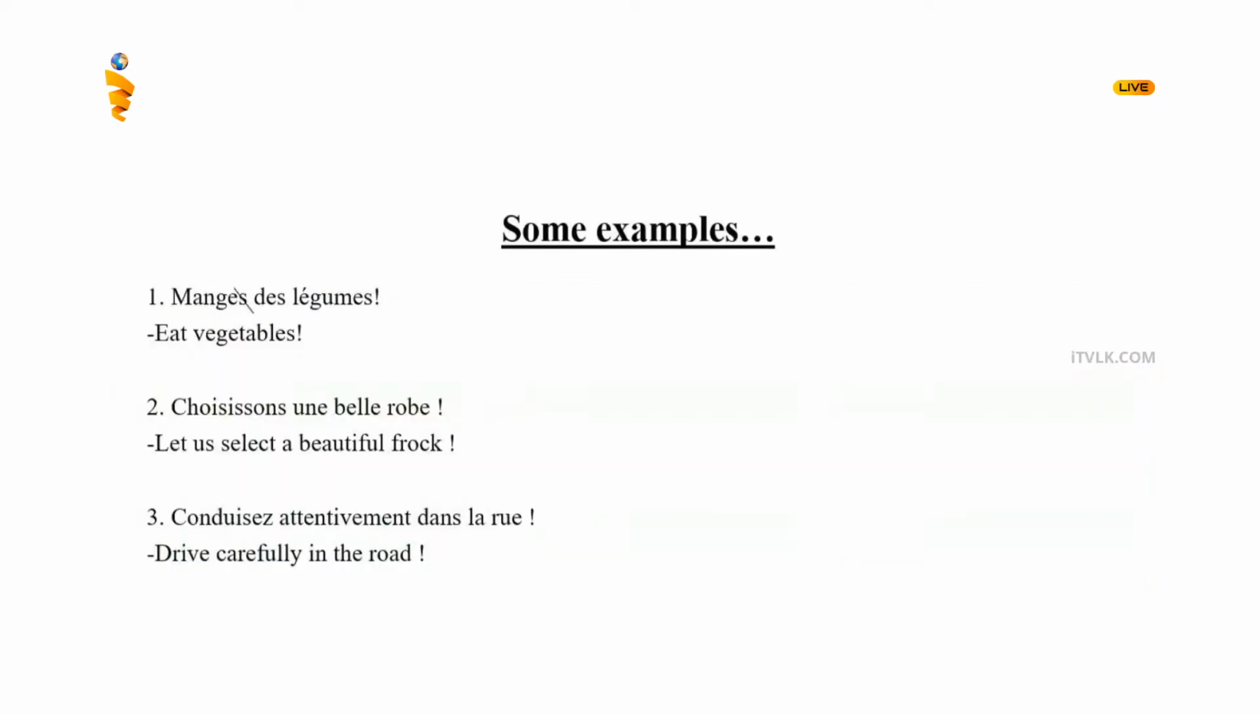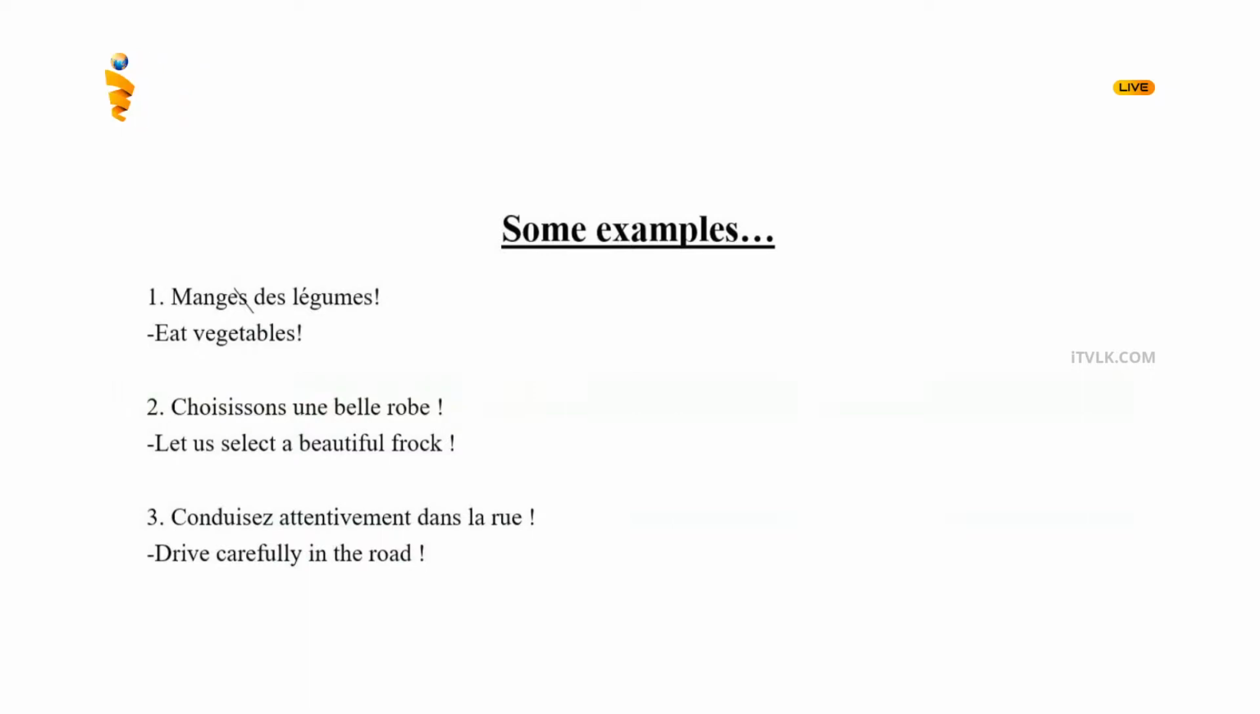Now, let us take some examples. Mange des légumes: as you can see, I have cut off the letter S, and the subject pronouns are not used. The exclamation mark appears, and at the same time, the conjugations are just like in present tense. So, mange des légumes is to say, eat vegetables.